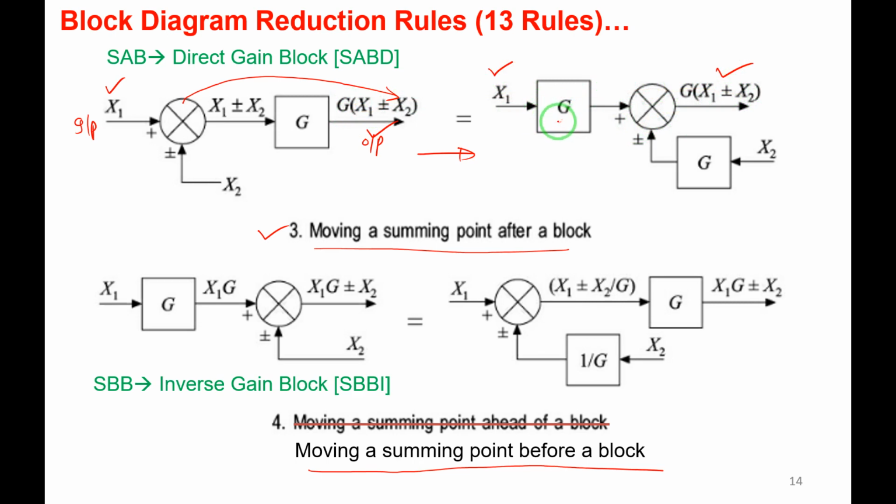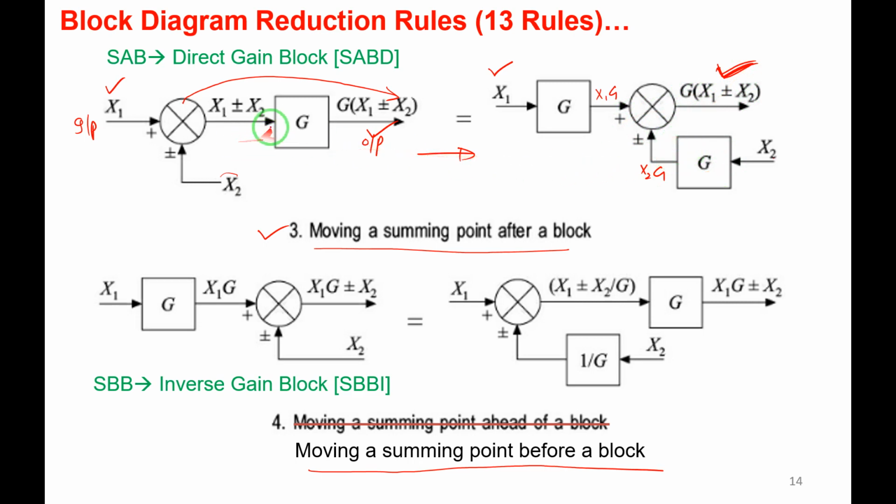If I shift the summing point after a block, what will happen? Just observe, one more block gets introduced. Earlier x2 was passing directly to the summing point. Here, x2 is passing through this gain block G and it is added or subtracted here. Plus or minus, I am getting the same output. How am I getting the same output, just check here. At this point, I am getting x1 into G, plus or minus, here I am getting x2 into G. So I am getting this output, right? x1 into G plus or minus x2 into G.